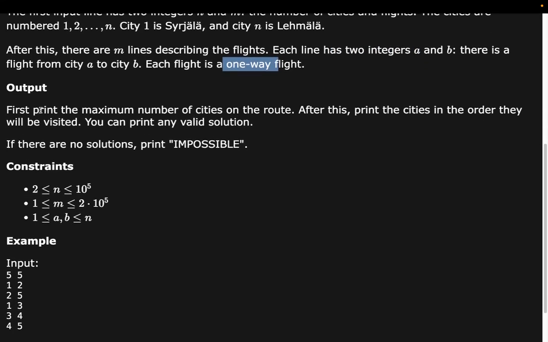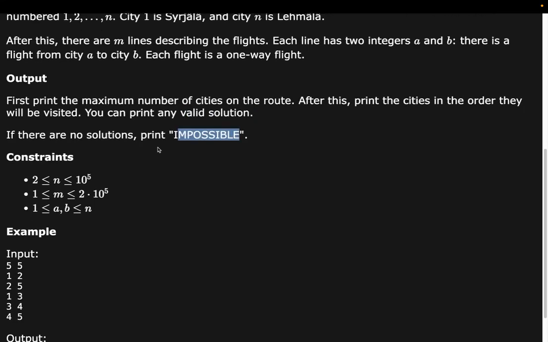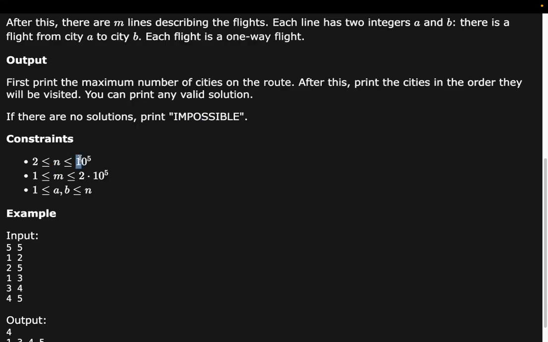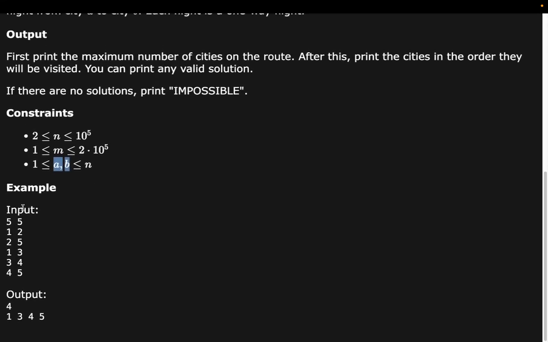What you need to output: you need to first print the maximum number of cities on the route. After this, you need to print the cities in the order they will be visited. You can print any valid solution. And if there is no solution, that is, city n can't be reached from city 1, then you need to simply print impossible. Constraints: the number of cities is of the order of 10 power 5, the number of flights is again of the order of 10 power 5, and cities are numbered 1 to n.